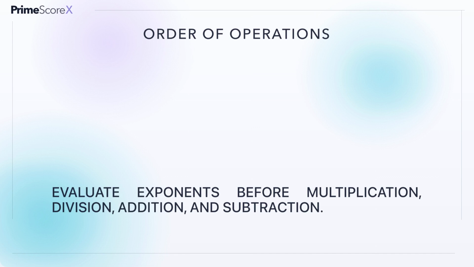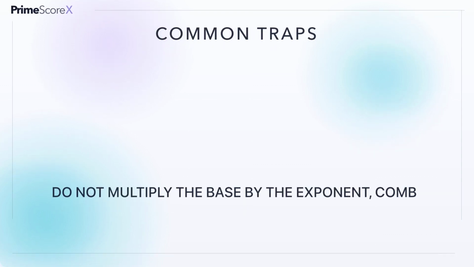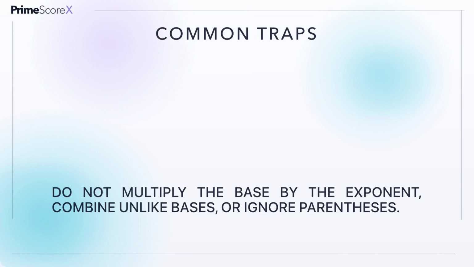In the expression 3 plus 2 squared times 5, calculate 2 squared first to get 4, then multiply 4 by 5 to get 20. Finally, add 3 for 23. A common wrong answer comes from working strictly left to right. Parentheses come first, then exponents followed by multiplication or division, and finally addition or subtraction.